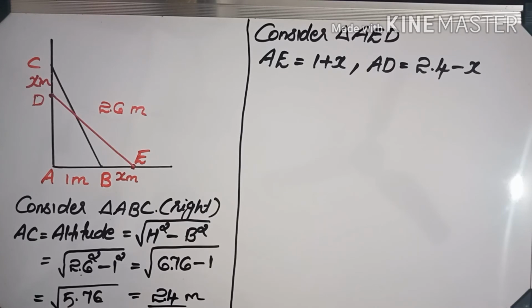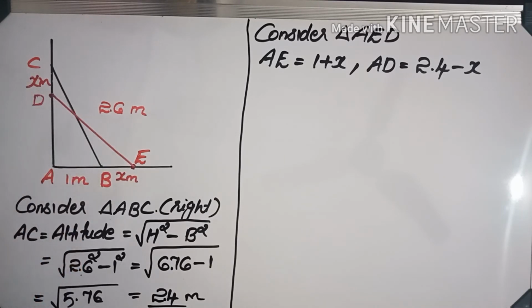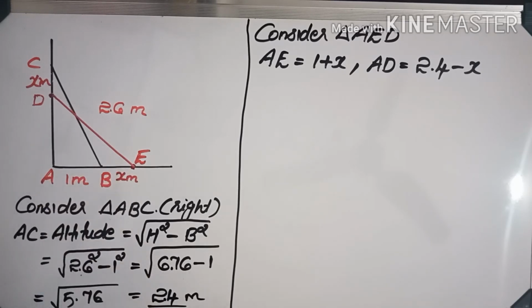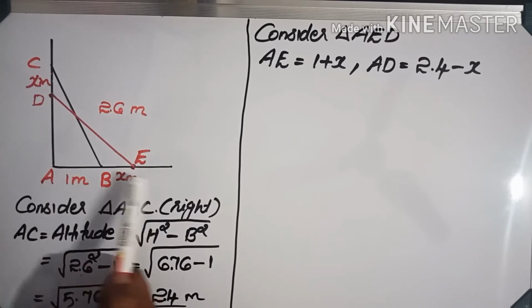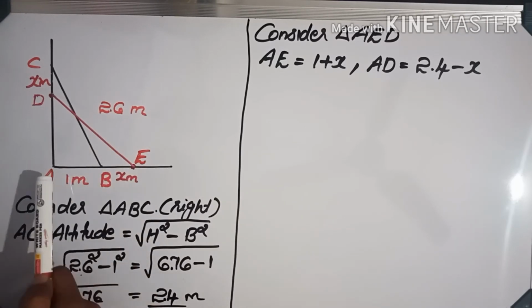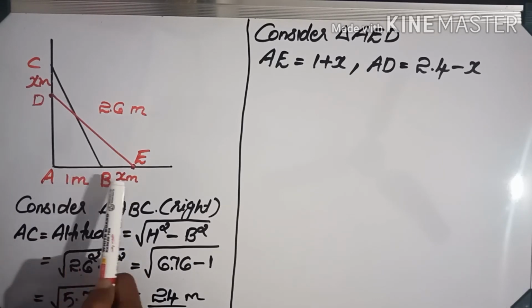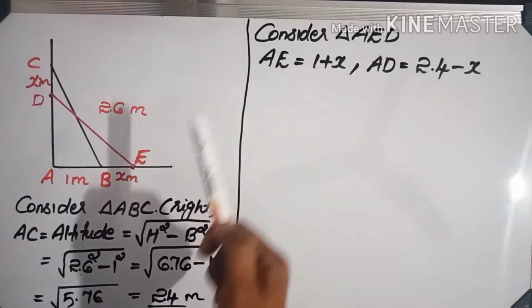Let's consider the next triangle, that is AED, because here we need to find the value of this x, then only we can find the distance from A to E. In this triangle AED, the base is AE. A to B is 1 meter and B to E is x meter. So total is 1 plus x, that is AE, the base.